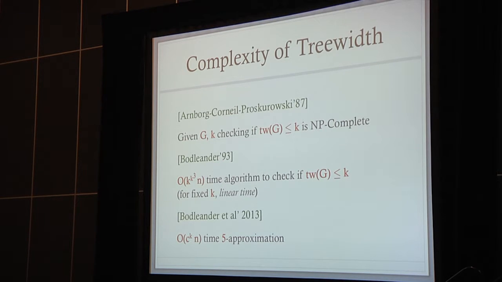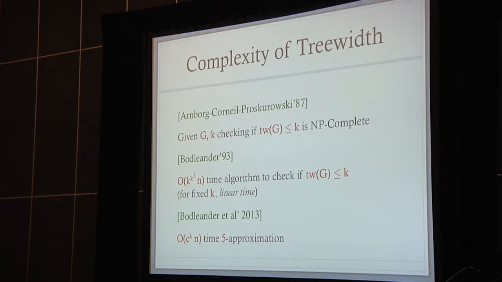Okay, so we have introduced this parameter. How well can we compute it? Can we compute the tree width of a graph? Can we approximate it? Can we actually find the decomposition efficiently? So it turns out that given a graph G and k, checking if the tree width of the graph is less than or equal to k is NP-complete.